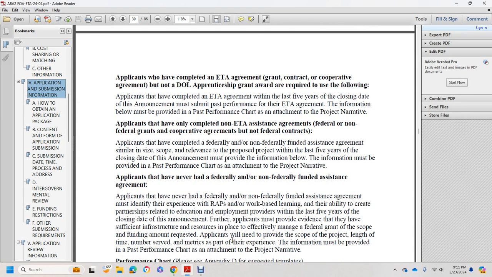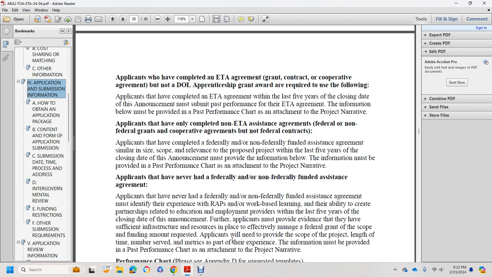Applicants who have never had a federally or non-federally funded assistance agreement must identify their experience with registered apprenticeship and work-based learning, and their ability to create partnerships with education and employers within the last 5 years of the closing date of the announcement. Further, applicants must provide evidence that they have sufficient infrastructure and resources to effectively manage the federal grant at the scope of the funding amount requested.